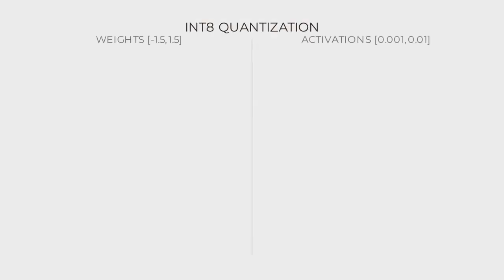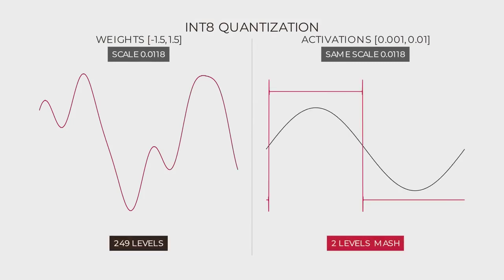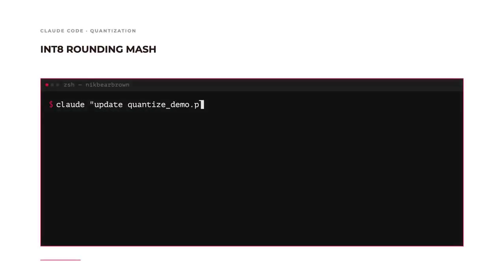Run it. On the left, the weights. The crimson reconstruction rides right on top of the original, 249 distinct levels, error you'd never notice. On the right, the same scale on the activation sine, and the wave flattens onto 2 levels. Same 8 bits. One tensor is fine, the other is gone. That's a bug, not a law.